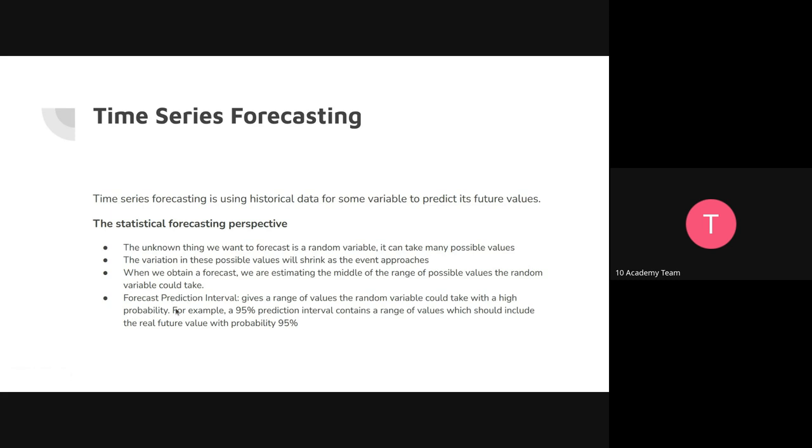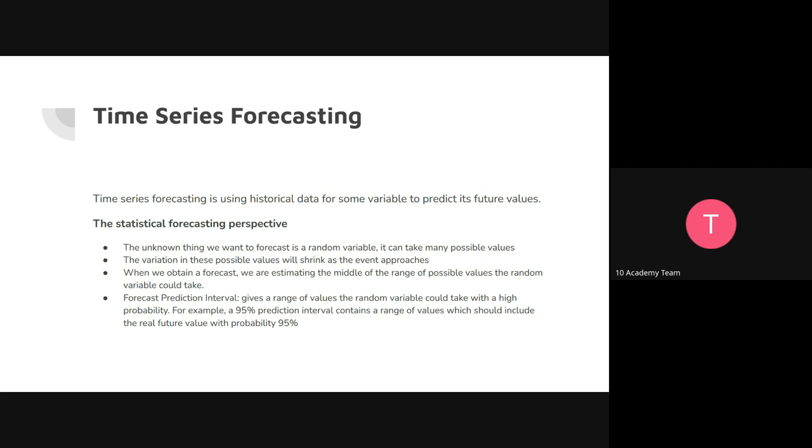So when we do forecast prediction, what we are predicting is not an exact value. Usually, if you say the stock price tomorrow is going to be like today, let's say it's $30, I don't know, and then tomorrow I'll say it's going to be 29.9. So this is a precise forecast, which is called a point forecast.